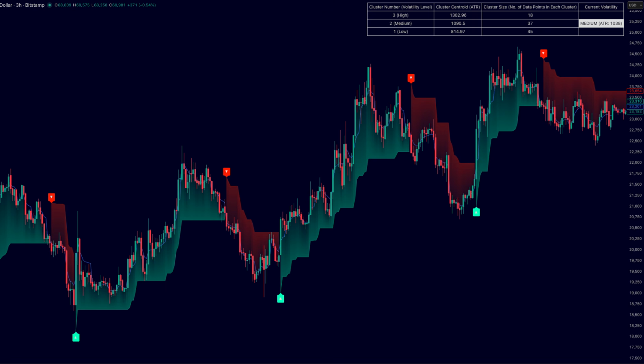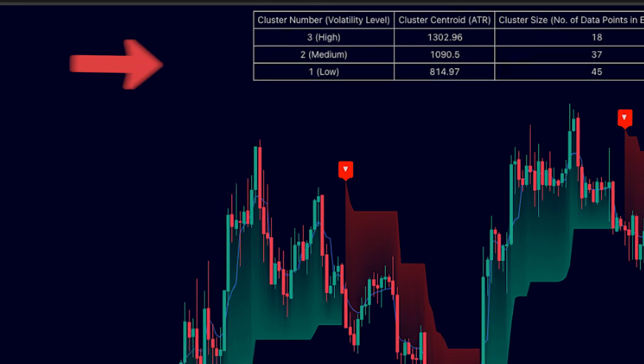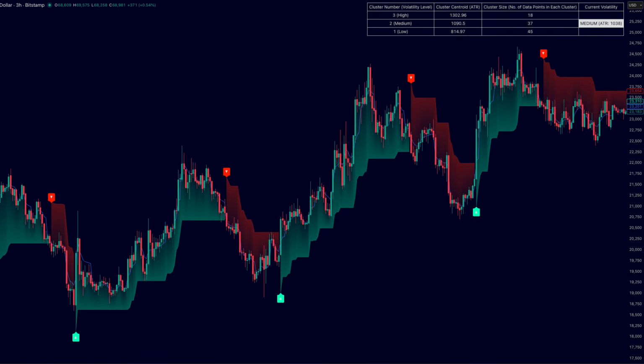This indicator uses machine learning to basically check current market conditions and classify the current market volatility as either high, medium, or low. Instead of using one fixed setting, it uses an algorithm called k-means clustering to automatically adjust its sensitivity based on the current conditions. That means it stays tight during calm trends, but automatically backs off during wild swings to keep you from getting chopped out. And as you can see, it has these buy and sell signals.